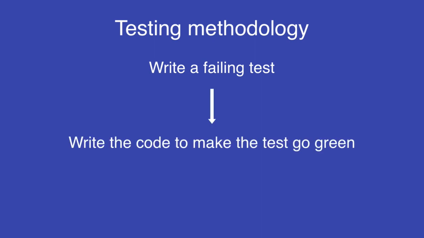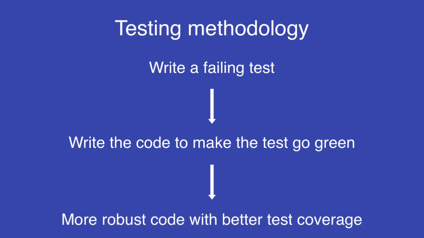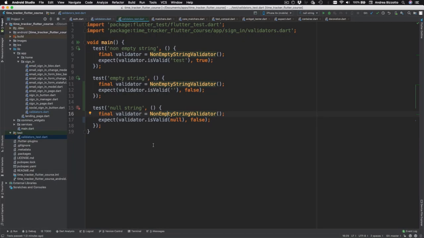And this is a process that is often used when writing tests, because we can start by writing a failing test, and then we can write the code that makes the test go green. And the result of this is that our code is more robust and it also has better test coverage. So you can consider using this approach as you write your own classes and tests. Okay, so let's continue on the next video.